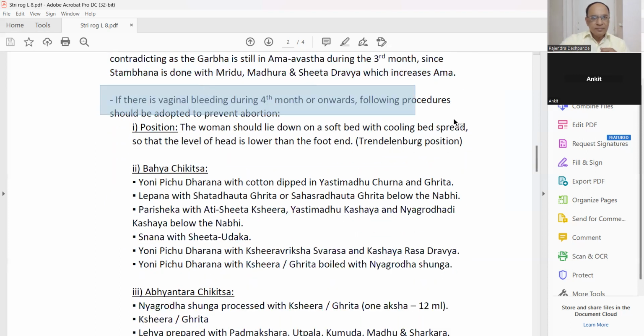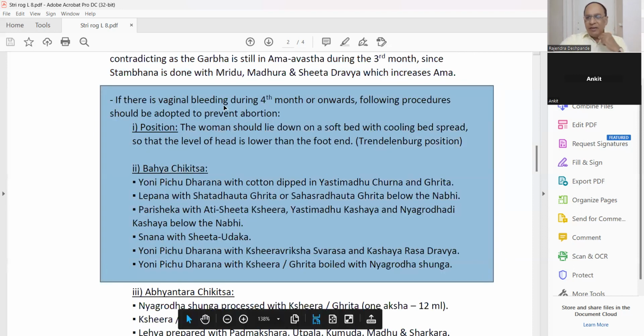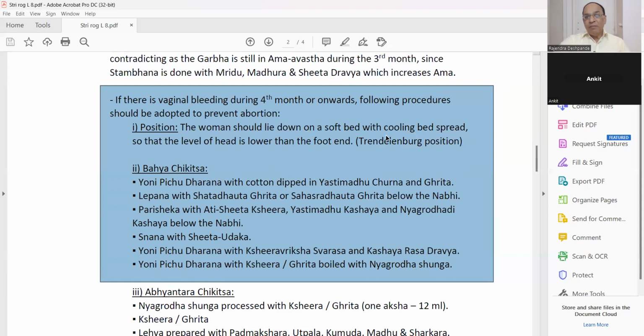Next, if there is vaginal bleeding during the 4th month or onwards, these are the management procedures. Number 1, position. The woman should lie down on a soft bed with cooling bed spread so that the level of the head is lower than the foot end. Here is the pregnant woman's head and this is the leg. Below that particular part of the leg of the bed, there should be some bricks or some support, so the leg part is up and the head part is low. Head is lower than the foot end.